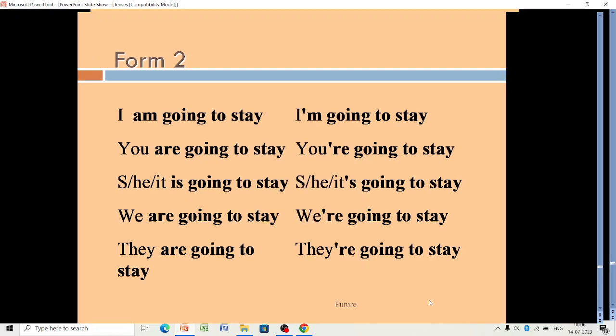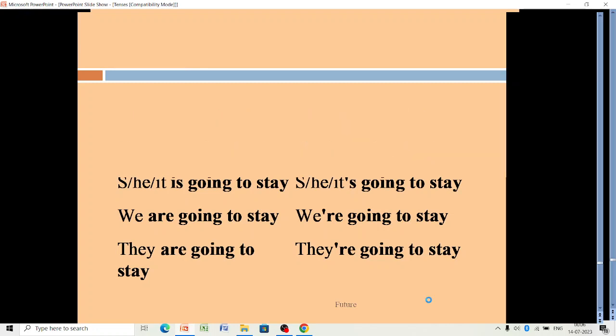And another one is, I'm going to stay, and you're going to stay. She's going to stay, we are going to stay, and they are going to stay. They'll stay is also future. They are going to stay, that is also future.